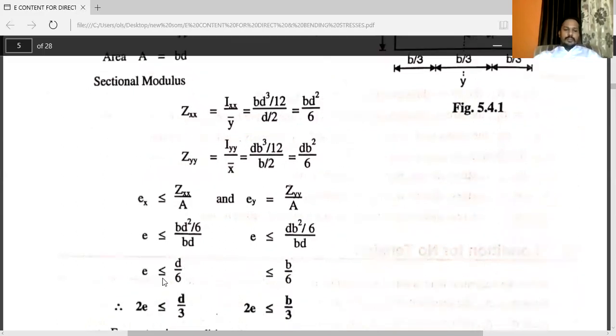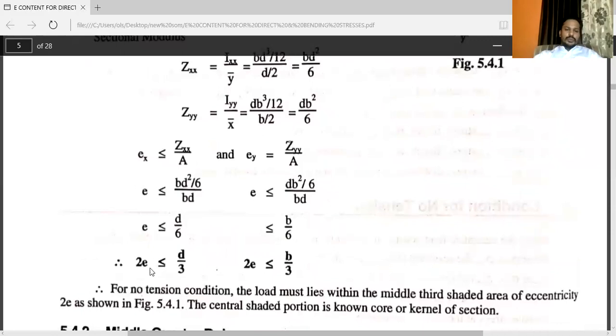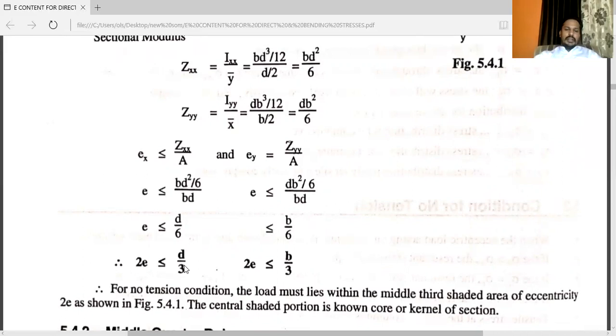So e is less than or equal to D by 6. Here you can see Ey is less than or equal to DB square by 6 upon BD. So here e is less than or equal to B by 6. So 2e is less than or equal to D by 3. Here 2e is less than or equal to B by 3.